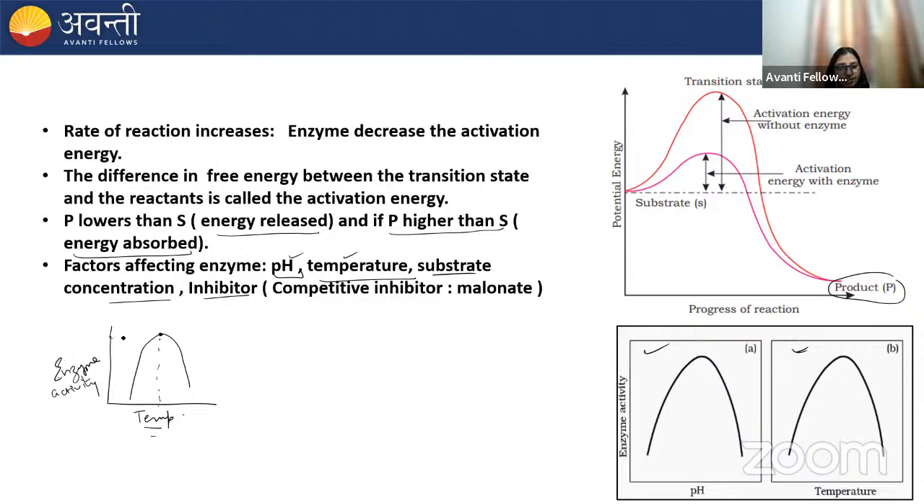So at this point, this is the optimum temperature. At the optimum temperature, the activity of the enzyme is maximum. But if we decrease the temperature or increase the temperature, the activity of the enzyme decreases, because we know that most of the enzymes are proteins. And as we decrease or increase the temperature, the denaturation of the protein occurs, which will affect the enzyme activity.